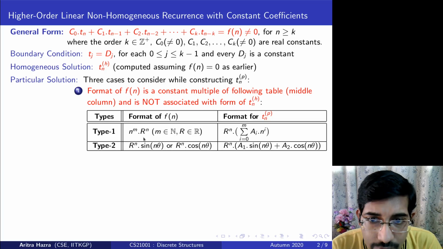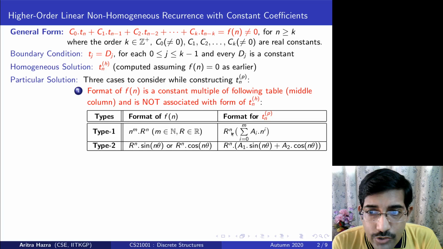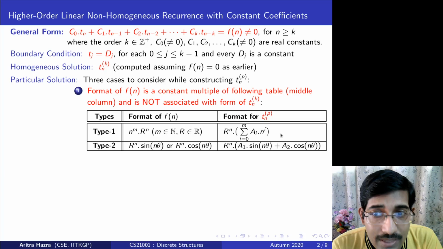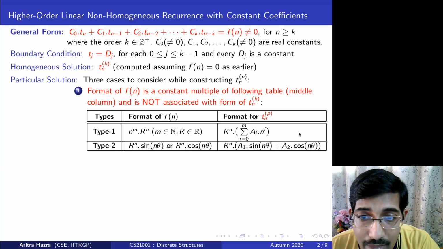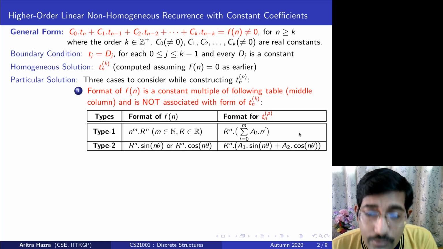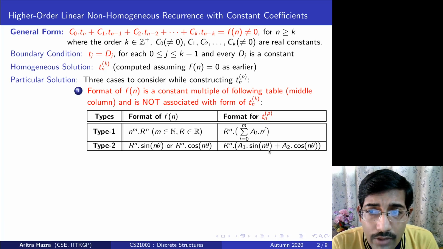So, let's say if your r is equal to 1, what will happen? It will be n to the power m. So, this is 1, you will take a0 + a1n + a2n² up to amn^m as your solution. We will see some examples of that. Here also, if my r is equal to 1, if it is sin nθ, I will take a1 sin nθ + a2 cos nθ as my TNP.